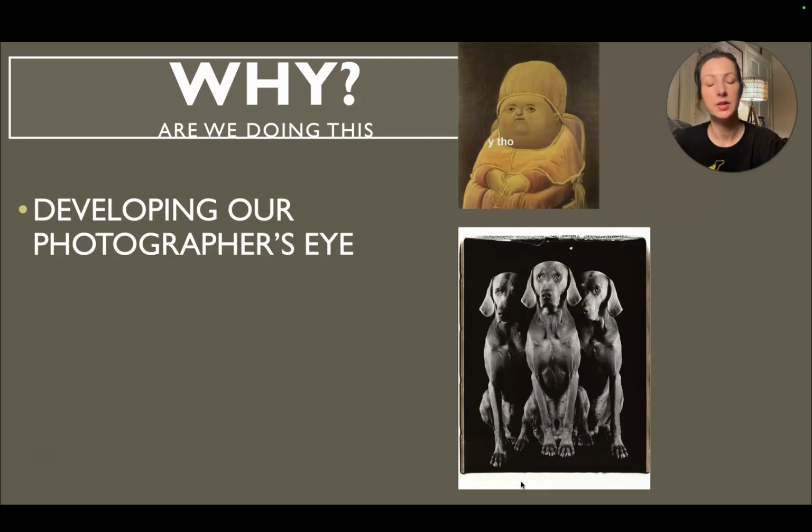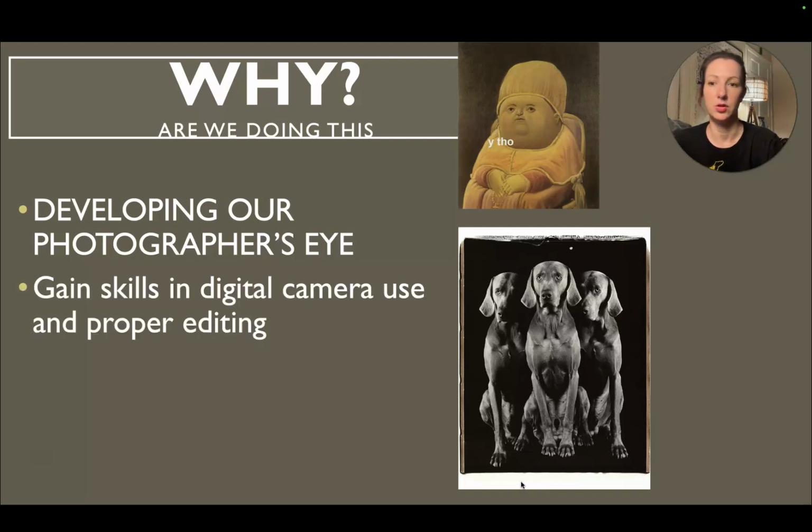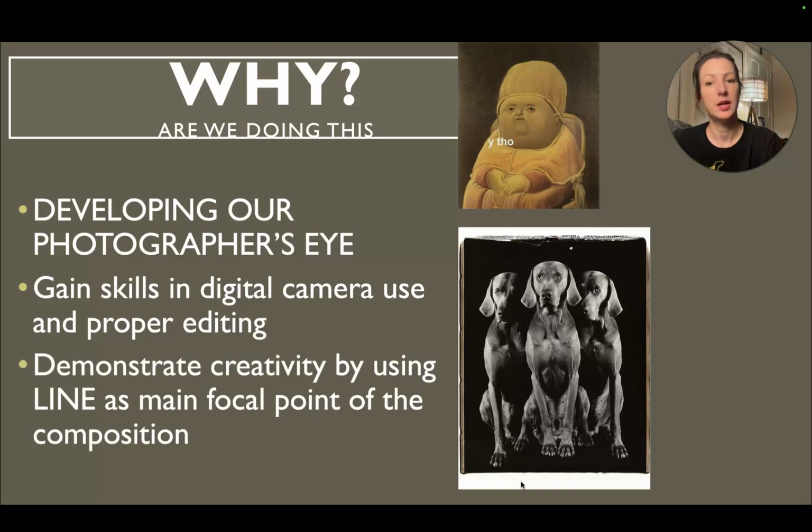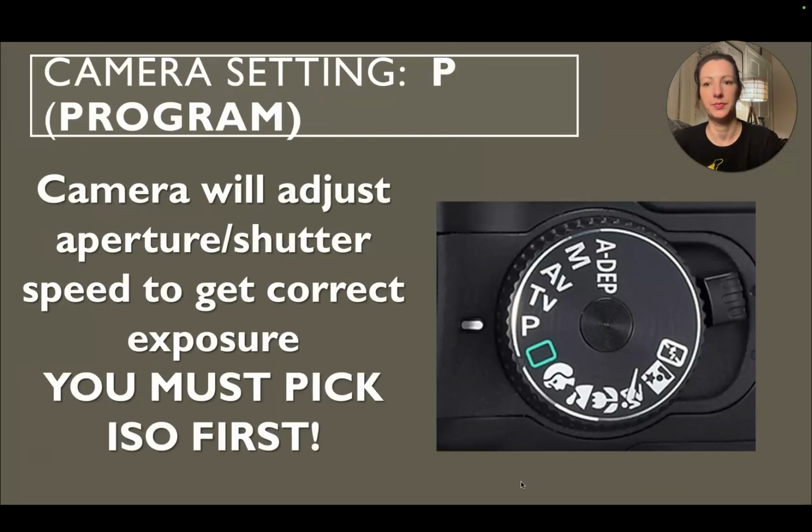So why are we doing this? We need to develop our photographer's eye, and line is one of the most basic things to start with. We're going to gain skills in using our digital camera since we're just starting out, and proper editing of our images. And then also demonstrating creativity because you're using this simple thing, but you're using it to create a main focal point in your composition. So we're going to practice creating photographs and not just snapshots.